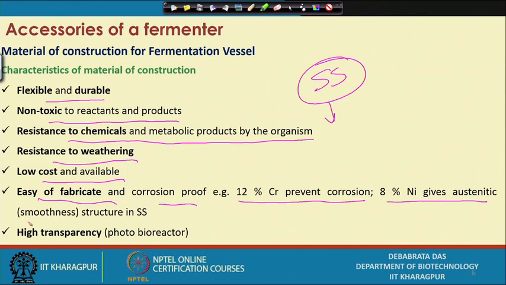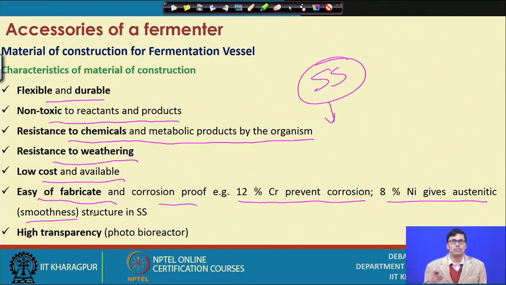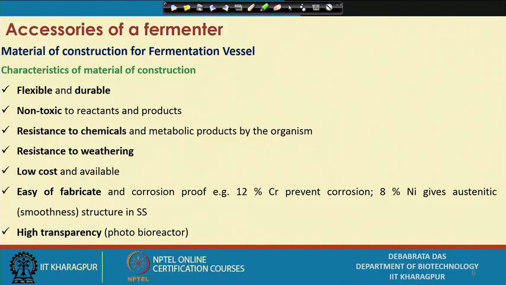Austenitic structure means smoothness of the structure. If the material of construction is not smooth, then what will happen? Your organism may grow on the surface of the reactor, and your process will be hampered. So, that is undesirable. And high transparency, for photobioreactor, not for all reactors, for photobioreactor we require polycarbonate material, because with polycarbonate the transparency will be higher. So, this is how we can choose the material of construction.